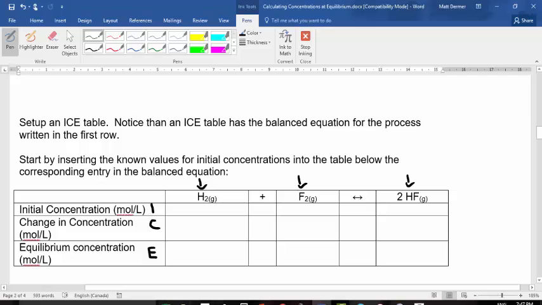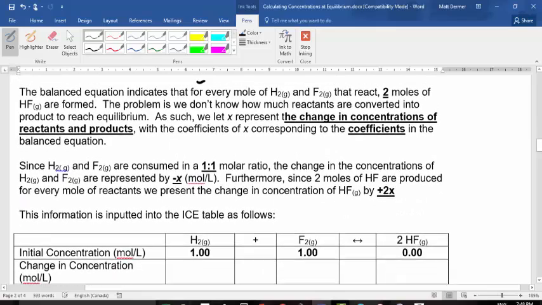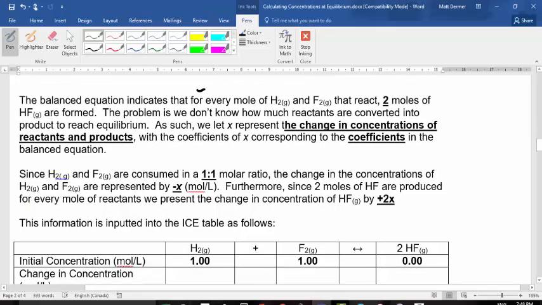There's no need to write out initial concentration, change in concentration, and so forth there. Okay. Now I'm just going to skip over this text for a second. I'll come back to it. So the very first thing I'm going to input here is the initial concentrations, which were provided in the question.